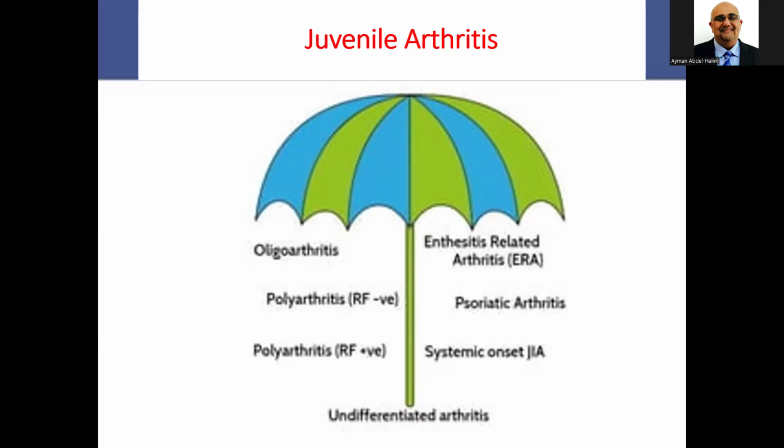Juvenile arthritis is basically a subtype of arthritis that occurs in children and adolescents. And it's a big term, like an umbrella, for 7 types of arthritis: oligoarthritis, polyarthritis rheumatoid factor negative, polyarthritis rheumatoid factor positive, enthesitis related arthritis, psoriatic arthritis, systemic onset juvenile idiopathic arthritis, and undifferentiated arthritis.